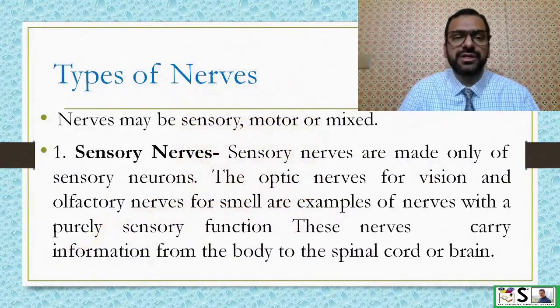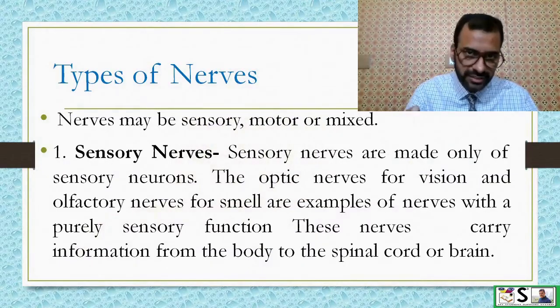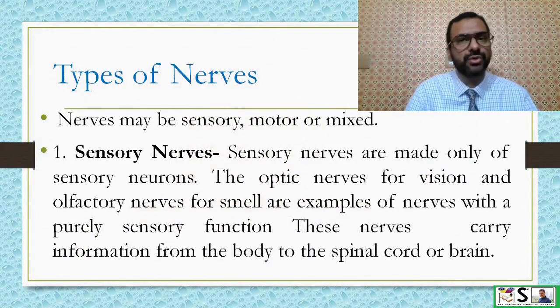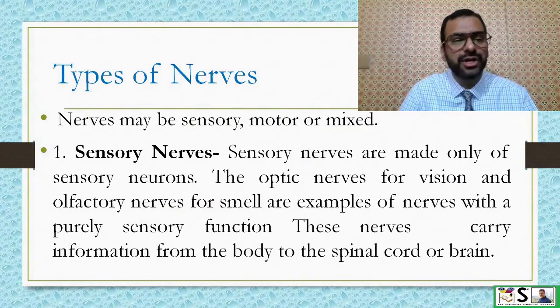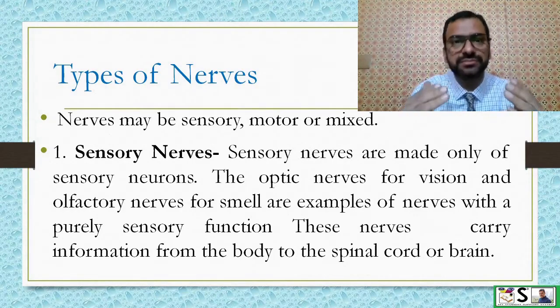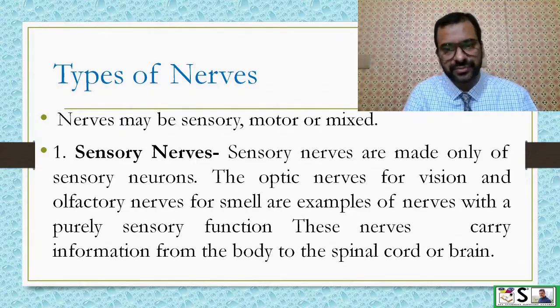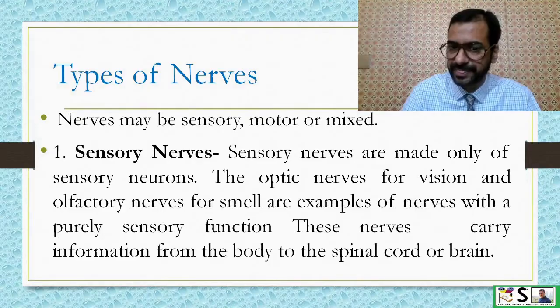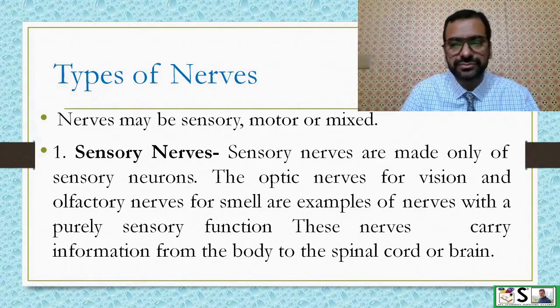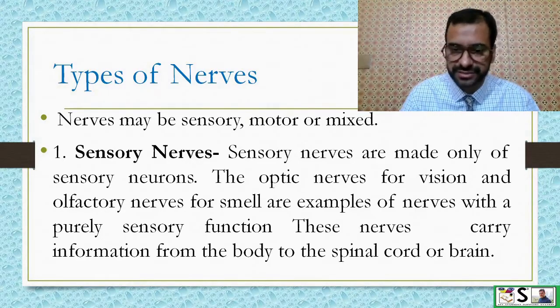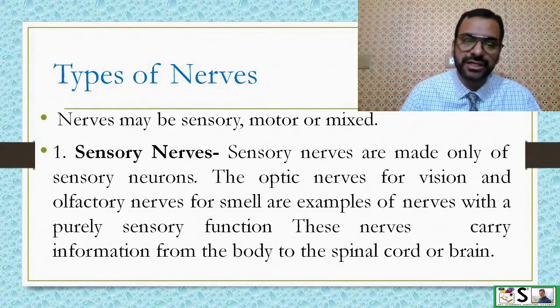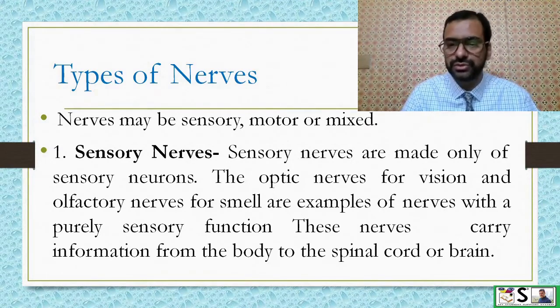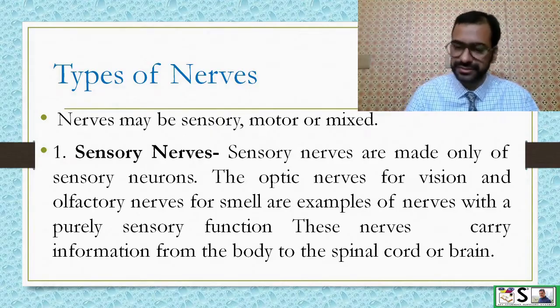Types of nerves. Nerves may be of three types: sensory nerve, motor nerve, or mixed nerve. Sensory nerves are made up of only sensory neurons, meaning all the neurons which make a nerve are sensory. The optic nerve for vision and olfactory nerve for smell are examples of nerves with purely sensory functions. These nerves carry information from the body to the spinal cord or brain.